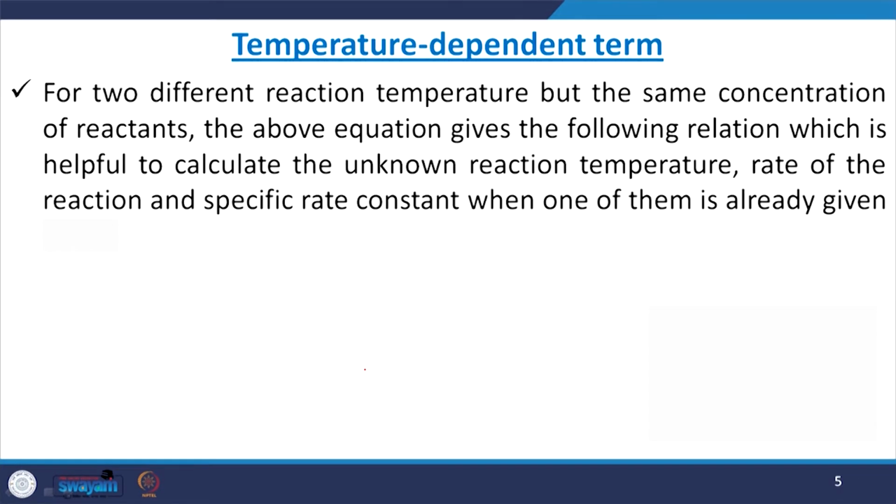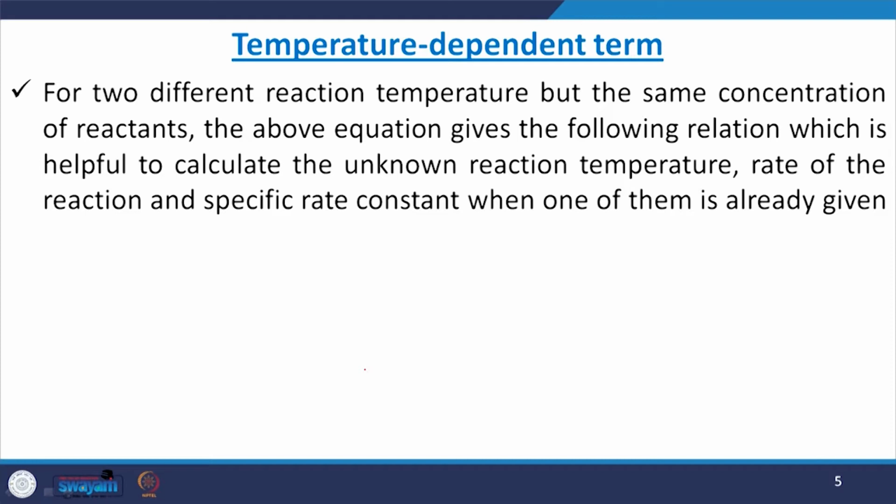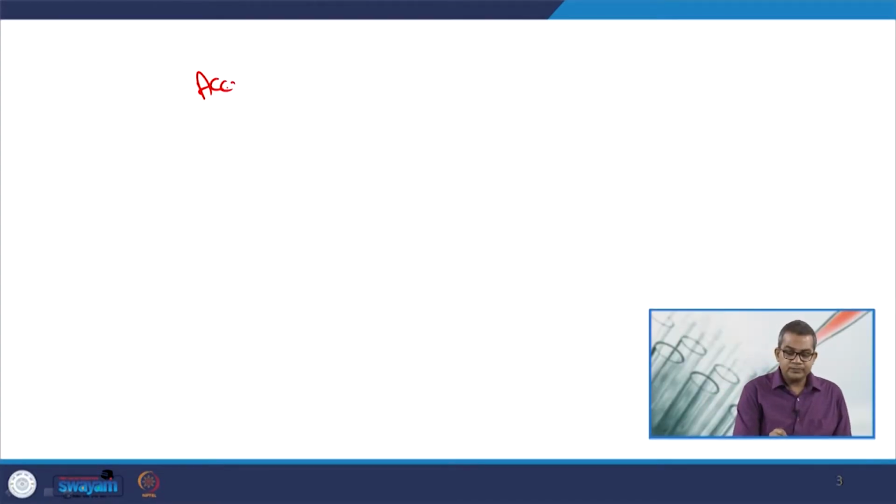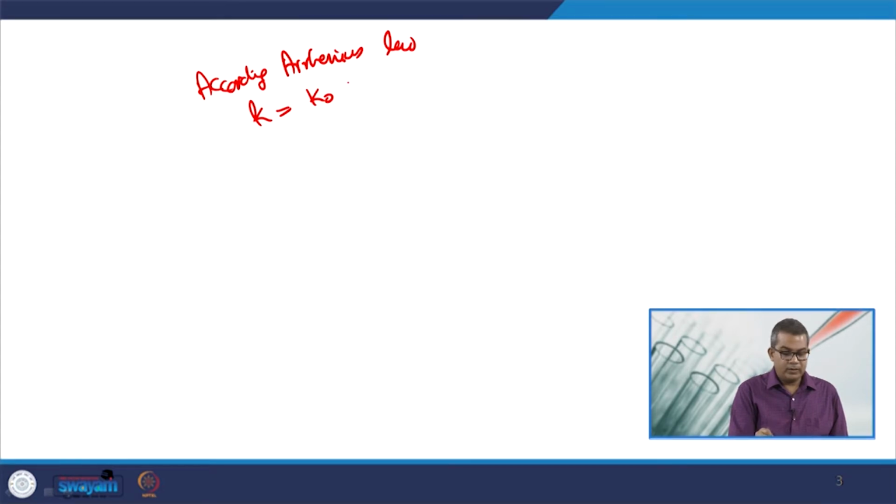Now for two different reaction temperatures, with the same concentration of reactant, this equation gives a different form of equation which is helpful to calculate the unknown reaction temperature, rate of reaction or specific rate constant, when one of them is given. So let's have a look at this approach. According to the Arrhenius law, we have k = k0 e^(-E/RT).